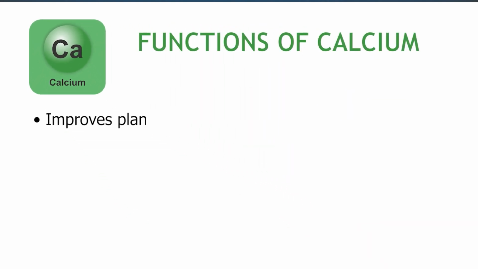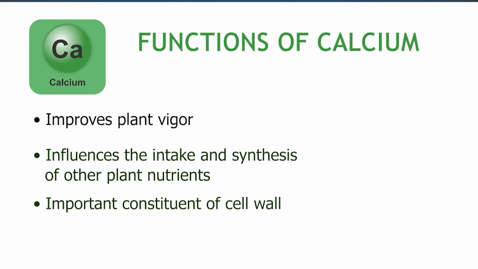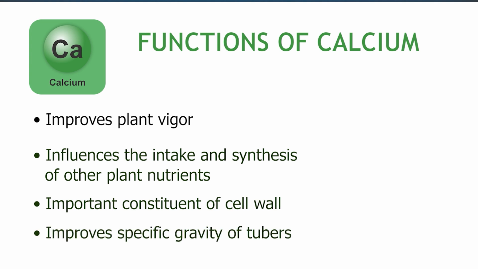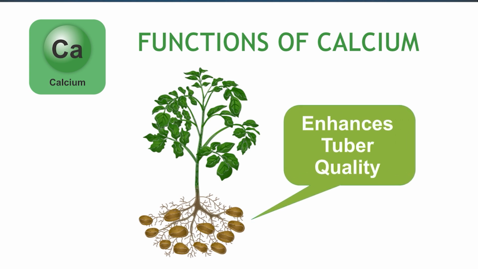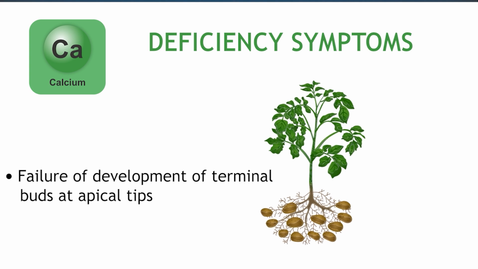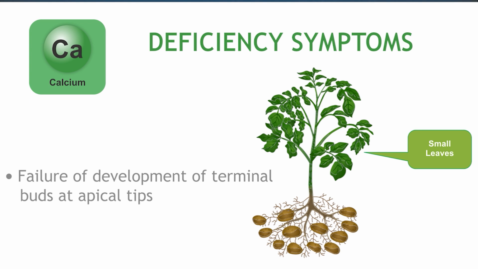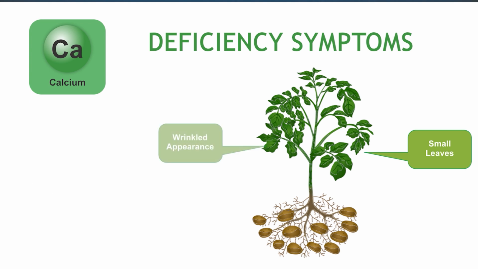Fifth, calcium. Its functions are improves plant vigor, influences the intake and synthesis of other plant nutrients, important constituent of cell wall, improves specific gravity of tubers and thus enhancing tuber quality for processing. Its deficiency symptoms are failure of development of terminal buds at apical tips. Small leaves. Leaves do not develop normally and have wrinkled appearance. In severe deficiency, young leaves at the top.